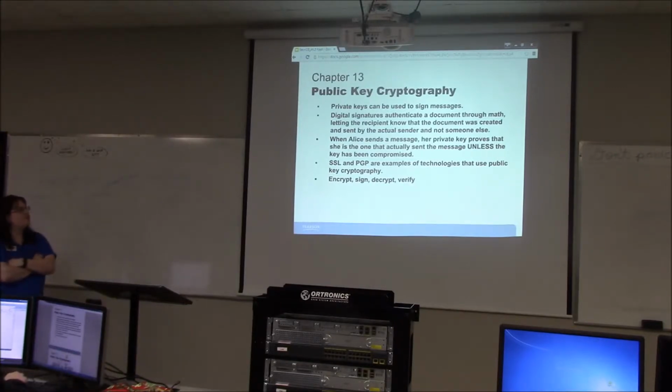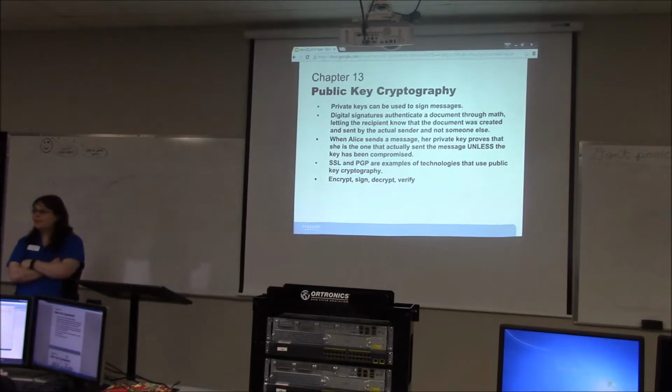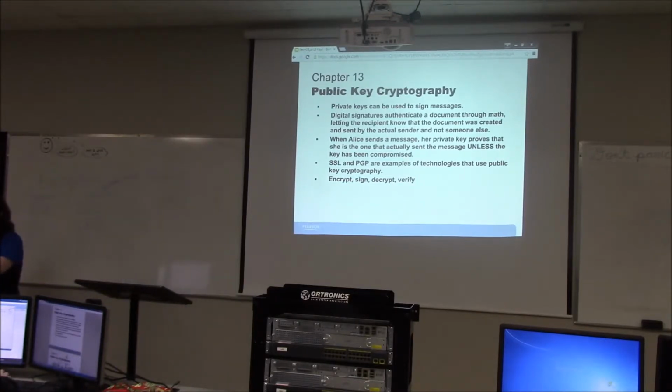A digital signature authenticates a document and lets the recipient of that document know that it was created and sent by the actual sender and not by someone else posing as them. Are we discussing asymmetric or symmetric at this point? Public is asymmetric. Right. So anytime you're talking about a private and a public key, generally it's going to be pointing towards something asymmetric. Asymmetric is public. Symmetric is private.